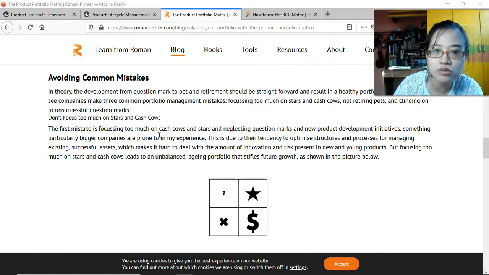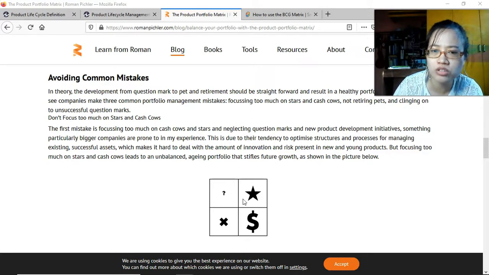The first mistake is focusing too much on cash cows and stars and neglecting question marks and new product development initiatives. Something particularly bigger companies are prone to, in the author's experience. This is due to their tendency to optimize structures and processes for managing existing successful assets, which makes it hard to deal with the amount of innovation and risk present in new and young products.